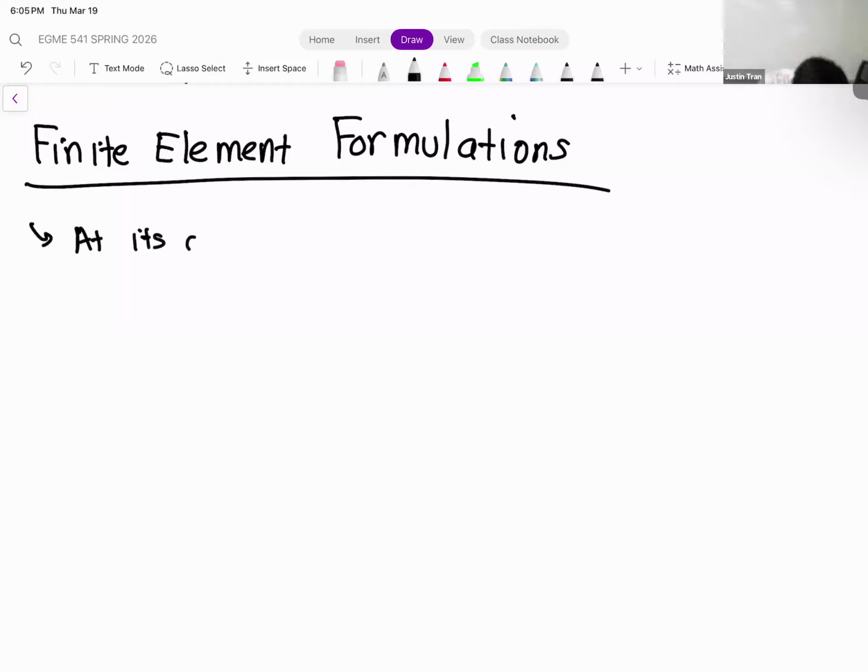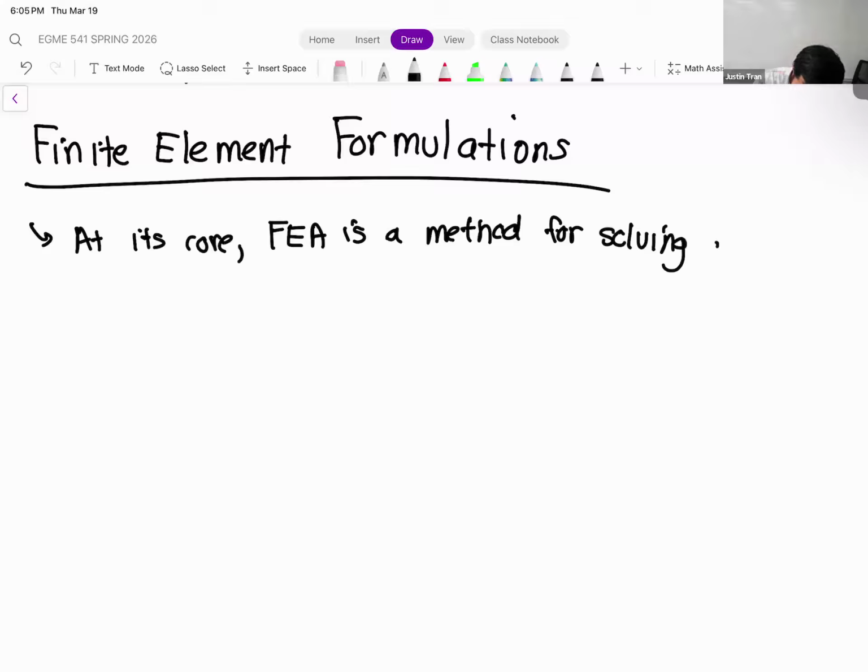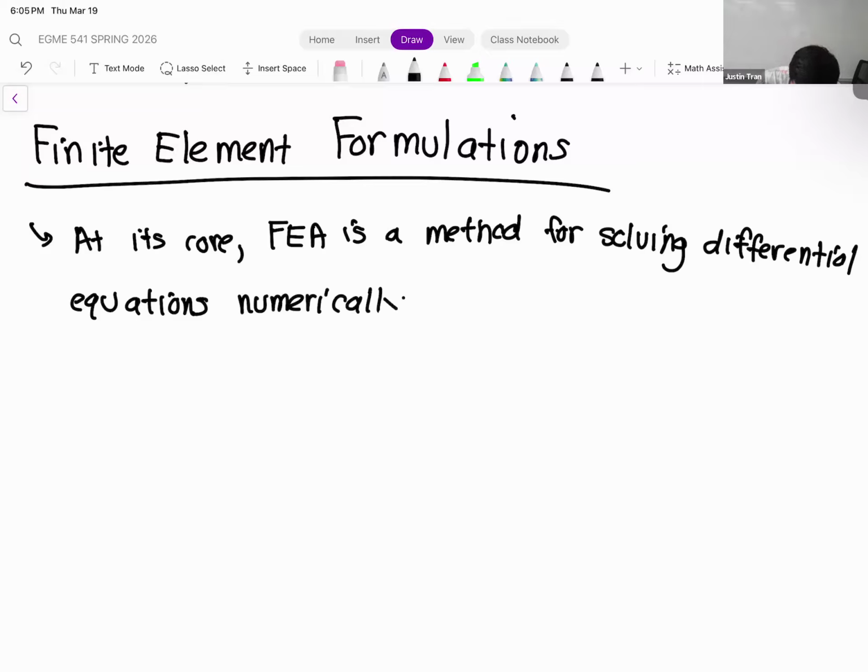So at its core, nowadays when you mention FEA, when you mention finite elements, I think people associate it with the commercial software. They think of things like ANSYS, Abaqus, SolidWorks Simulation, things like that. But at its core, the whole reason FEA was developed was as a way to solve these differential equations.